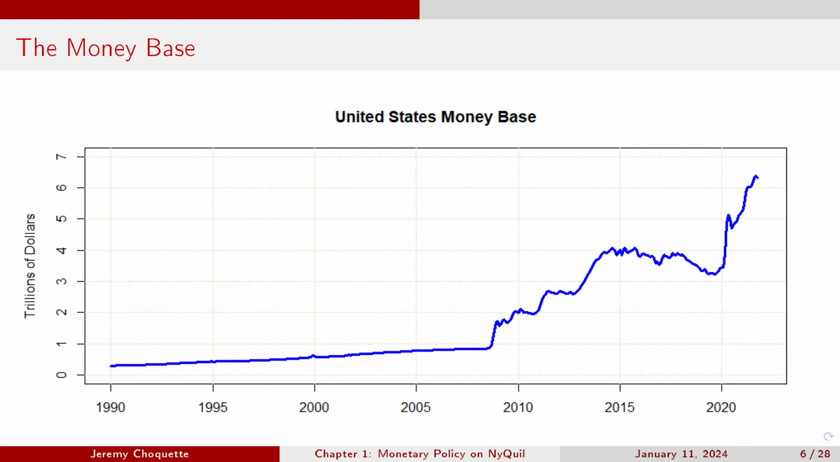So here's the United States money base from 1990 up to about 2022 or so. I should probably update this for 2024, but I didn't. If you're looking here, you can see it's following a nice little upward trend, and then around 2008 or so, you get these huge spikes, and then it starts to taper, and then by 2020, you get another huge spike.